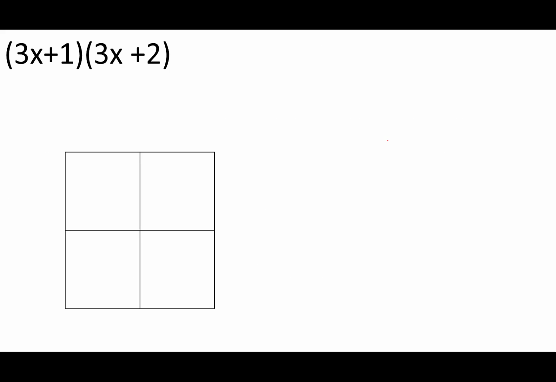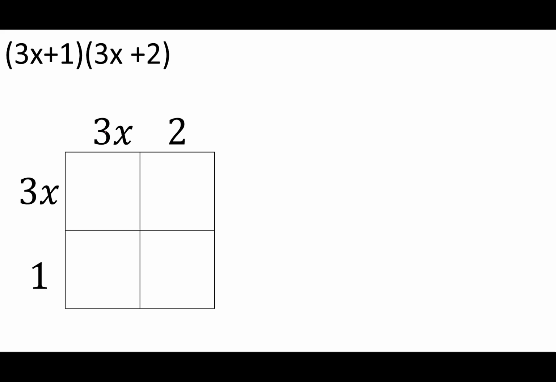All right, so here's our first one. I've got 3x plus 1 times 3x plus 2. So this means I'm making my box a 2 by 2. I'm going to put 3x and 1 on the outside, and then 3x and 2 on the top. So now all I have to do is multiply.